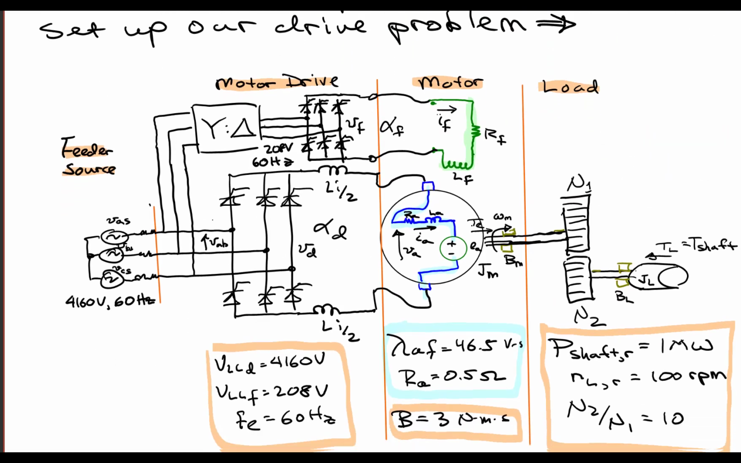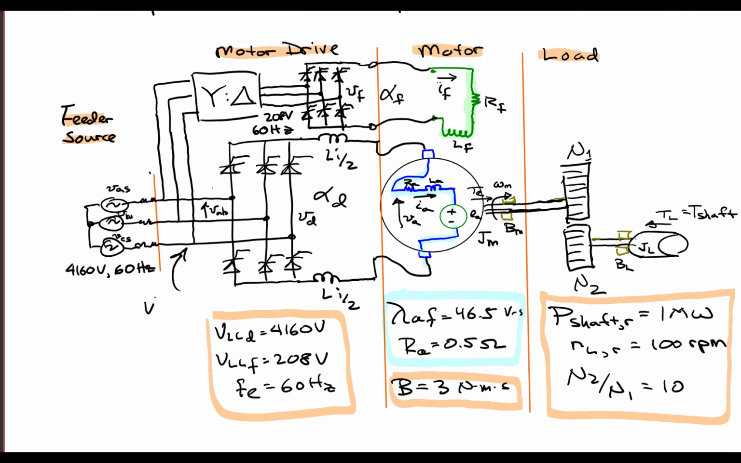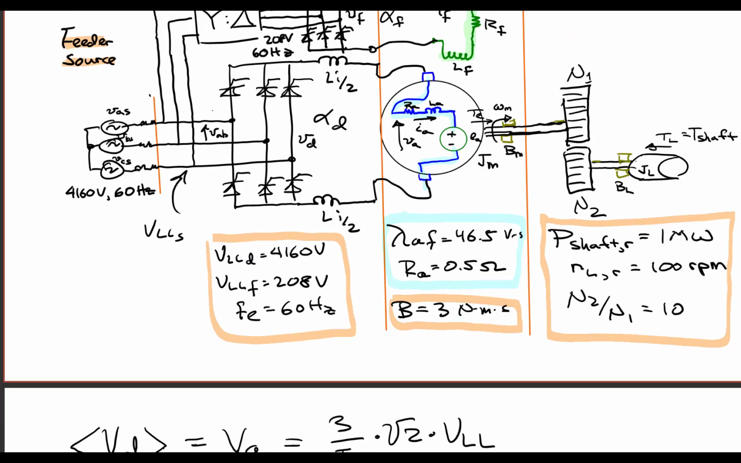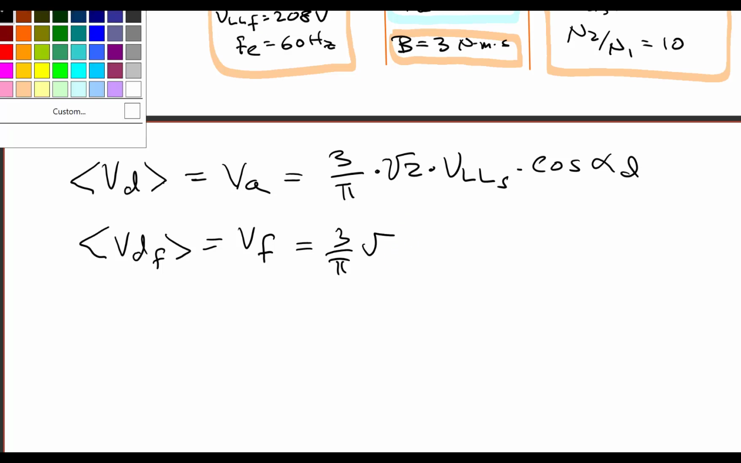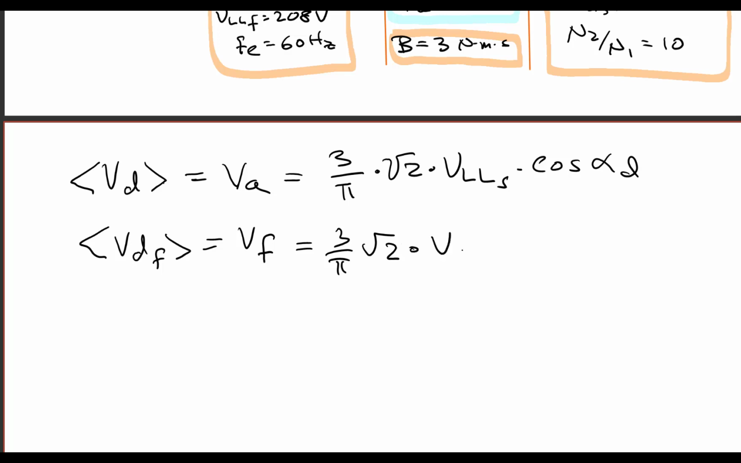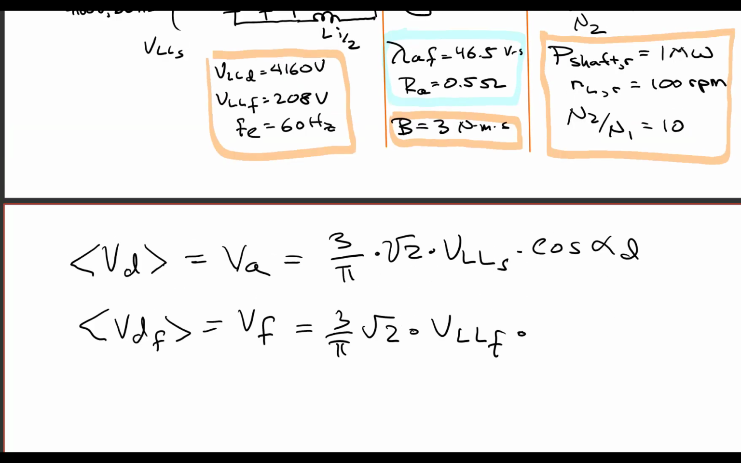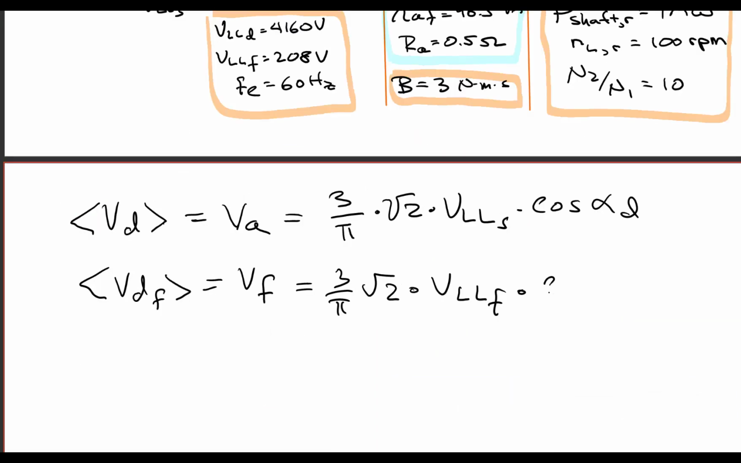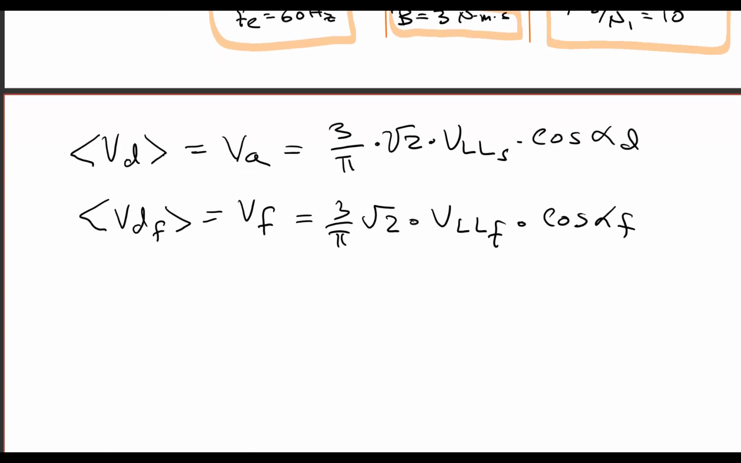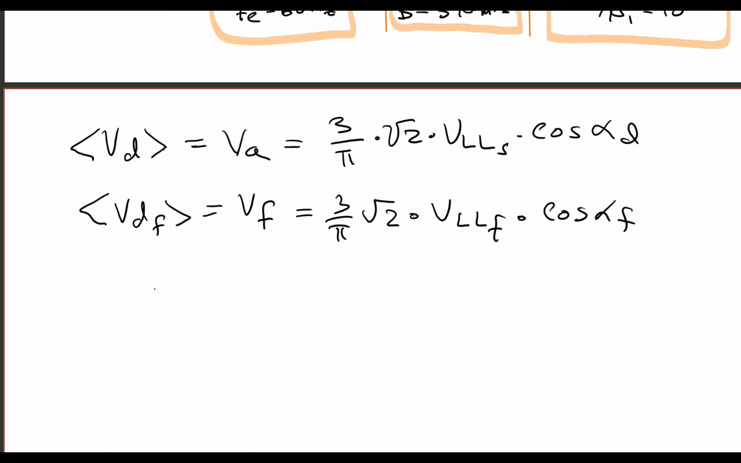Okay, that's right here. Times cosine of alpha drive. V field is 3 over pi root 2 V line to line of the field. So we create a field line to line voltage here. V line to line of the field, that's cosine alpha F.